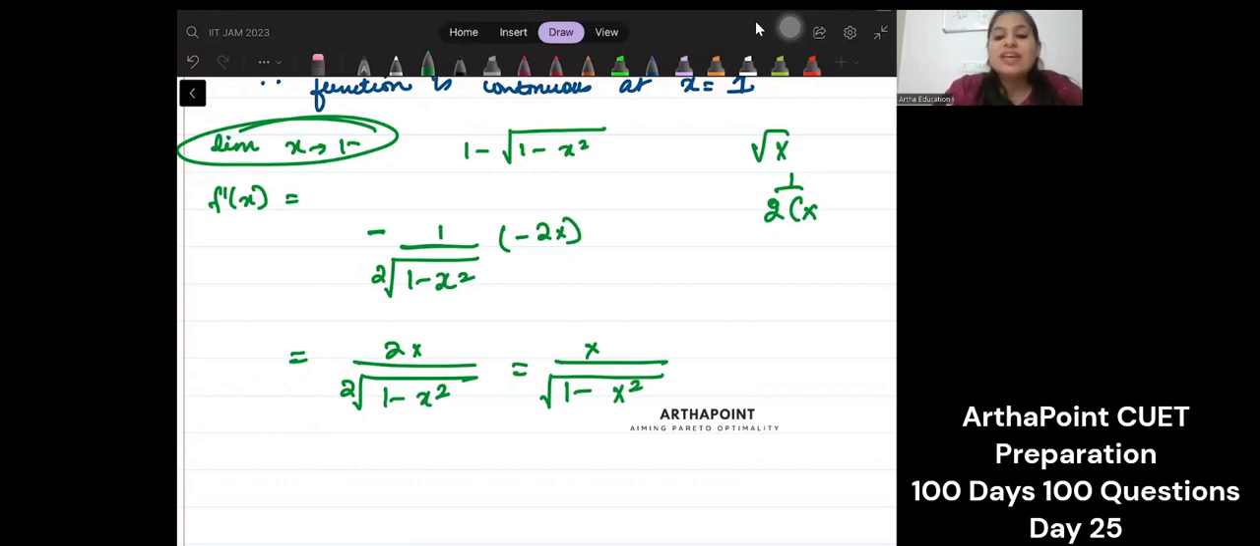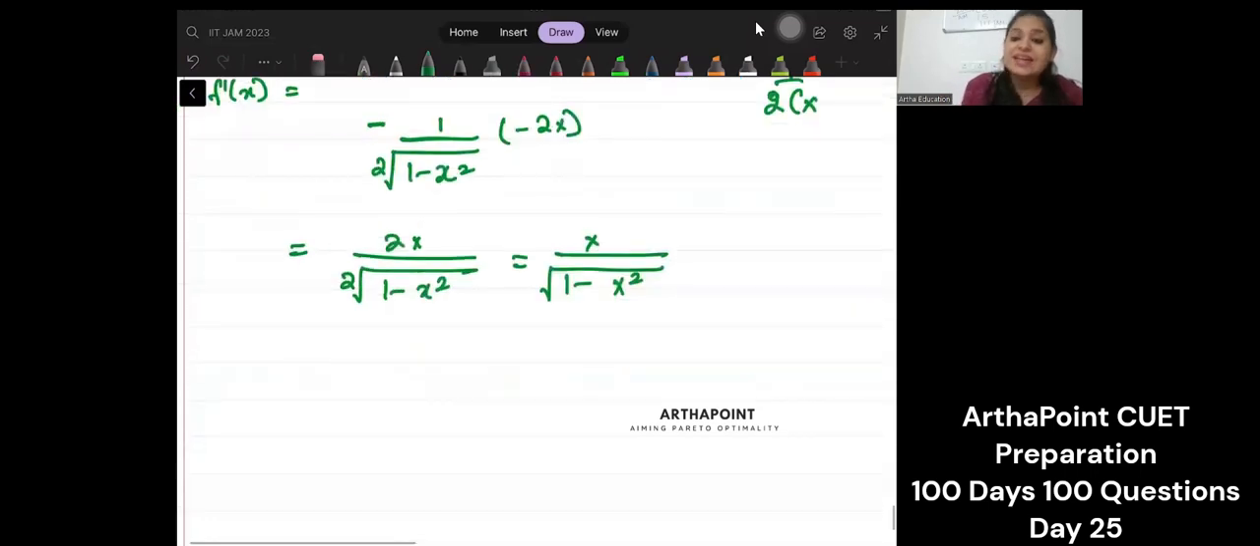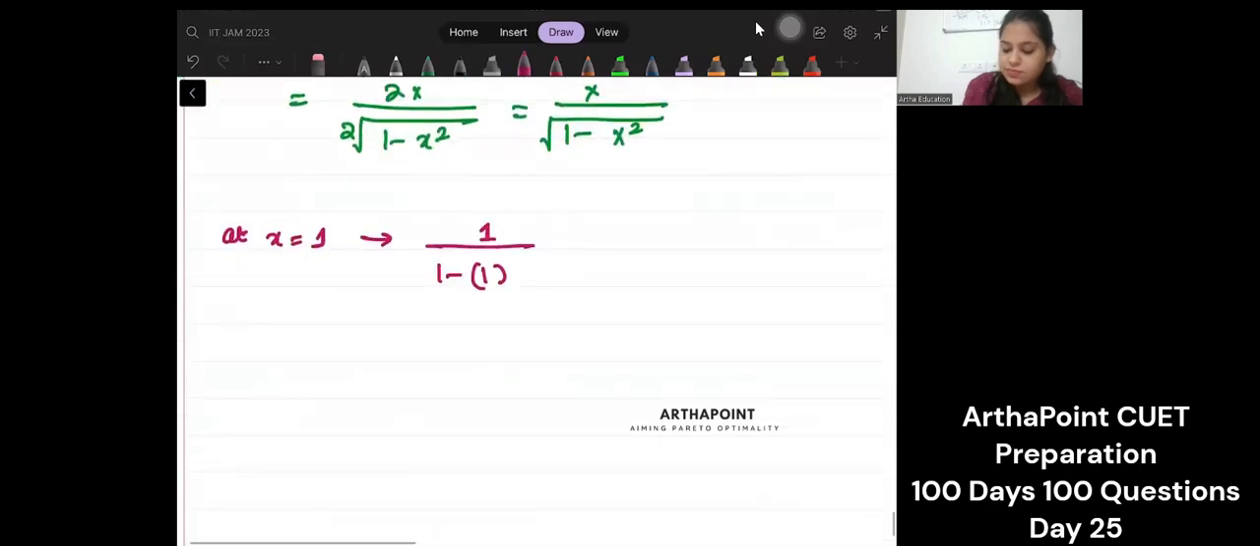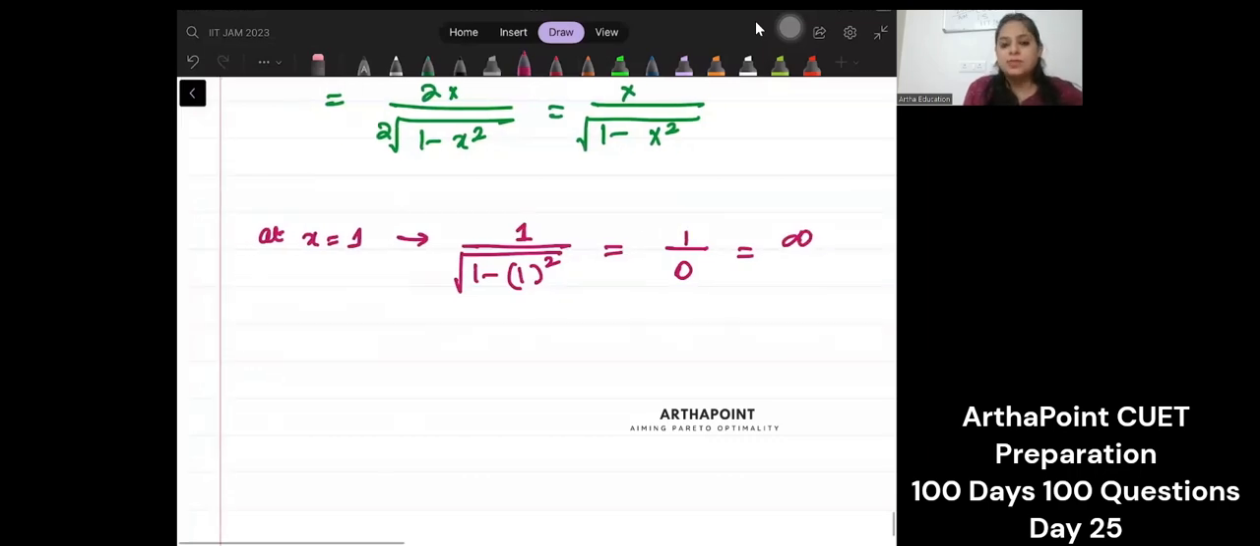Now you have to evaluate this derivative at x equal to 1. So at x equal to 1, this is going to be 1 upon 1 minus 1 squared under root. This is going to be 1 by 0, so it will be infinity.